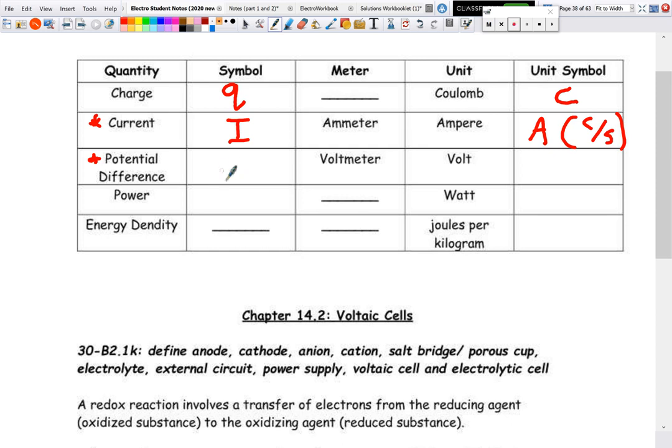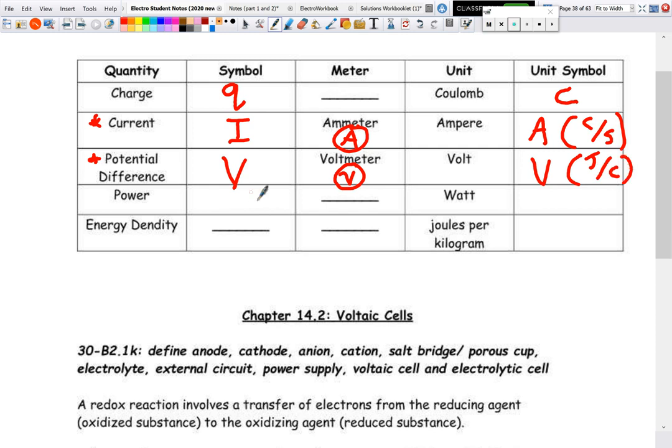Now the potential difference, the symbol for that is V. We measure this with a voltmeter. A voltmeter in a diagram will look like this, and the ammeter will look like this: just a V or an A in a little circle. The unit for potential difference is the volt, represented by V, and the definition of a volt is joule per coulomb.